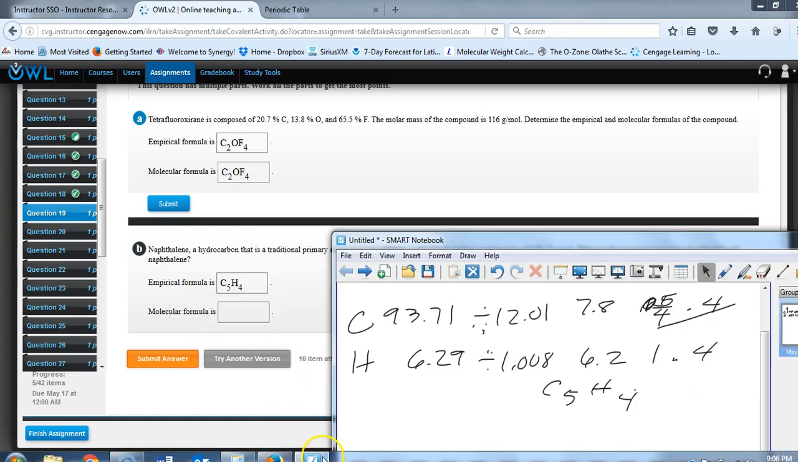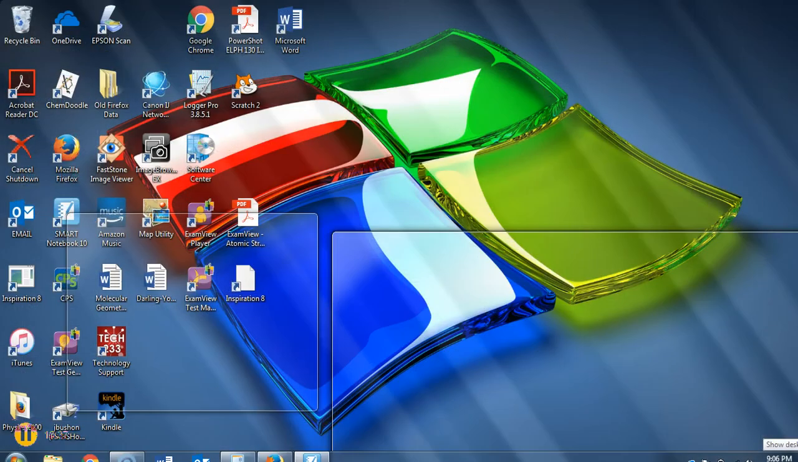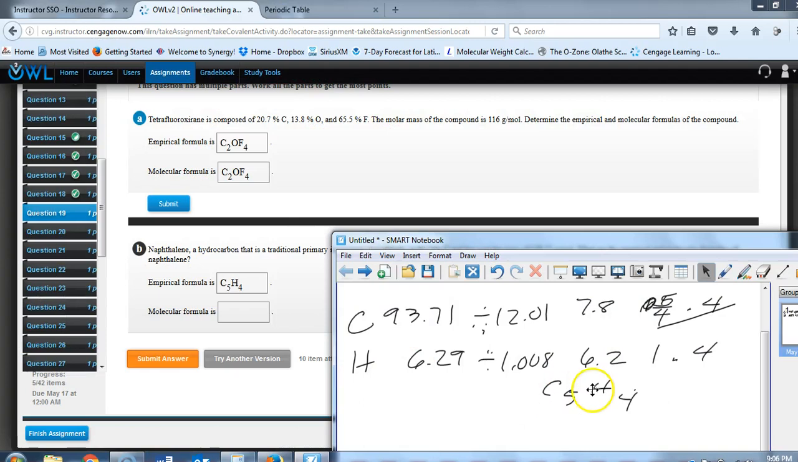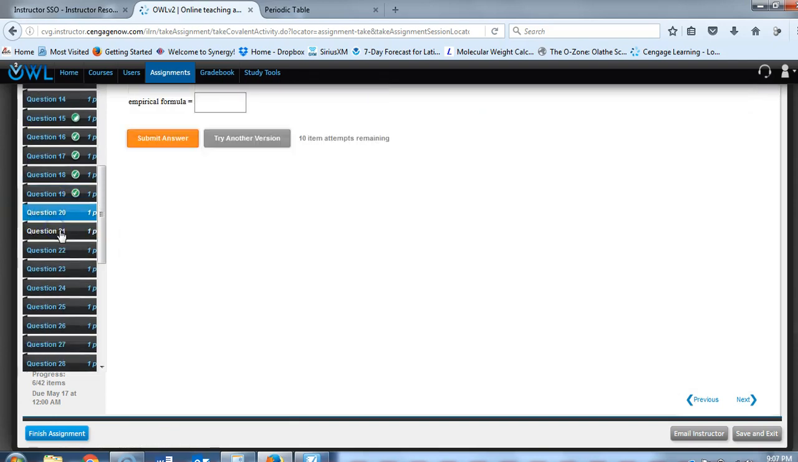Now, the second part of this tells us that the molar mass is 128. C5, 5 times 12 is 60 plus 4. So 64 does not equal 128. But if we multiply it by 2, it does. Therefore, the molecular formula of naphthalene is going to be twice that, C10H8. Look at that. Still got it.